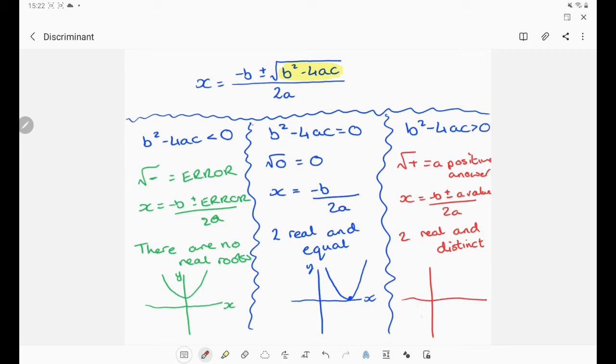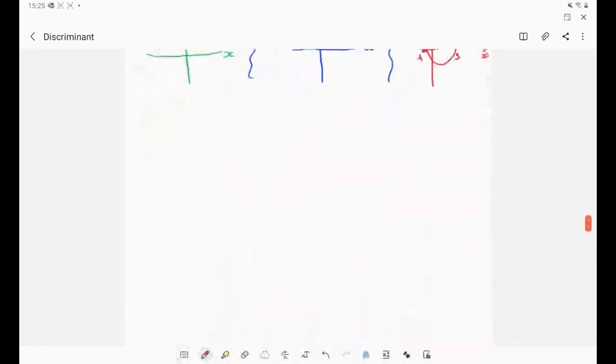Here, what would it look like? Well, that is your classic example where you are going through the x-axis at 2 points that are different values. So that might be -1 and 3, for example. We're now going to go through the examples from the notes, putting our values in and seeing how we can use the discriminant to determine the number and type of roots we have.